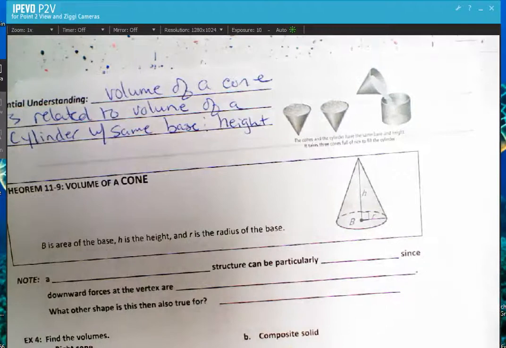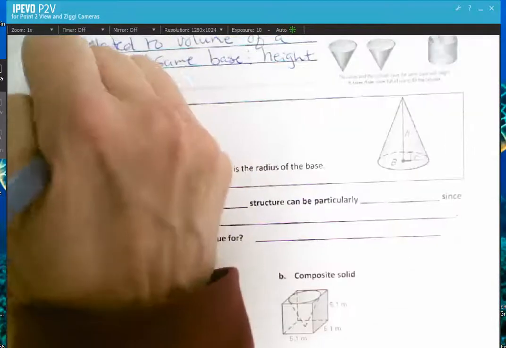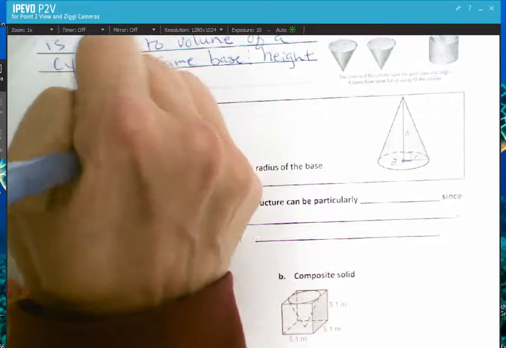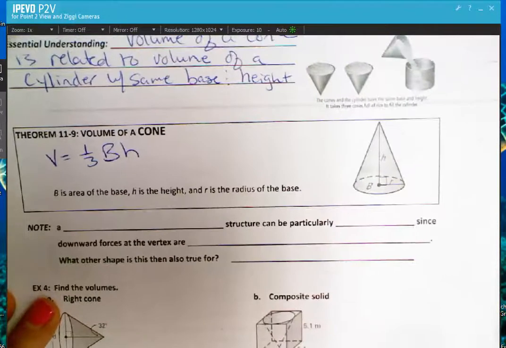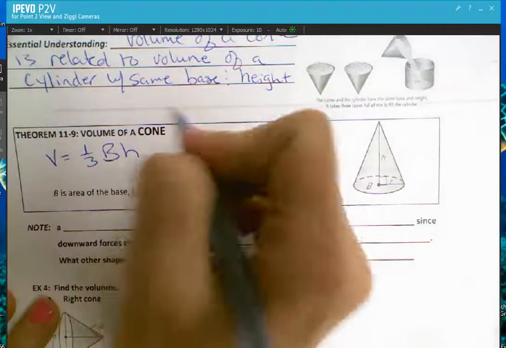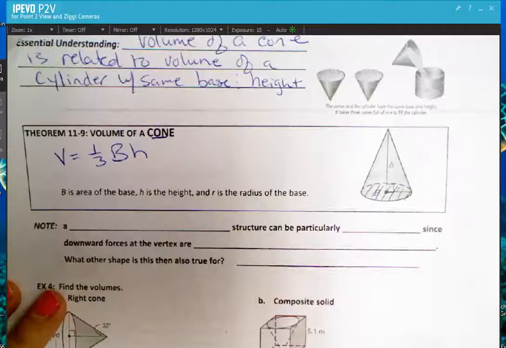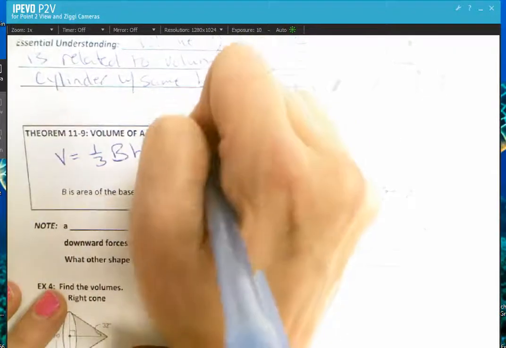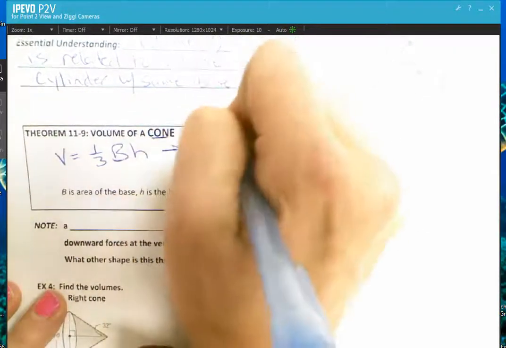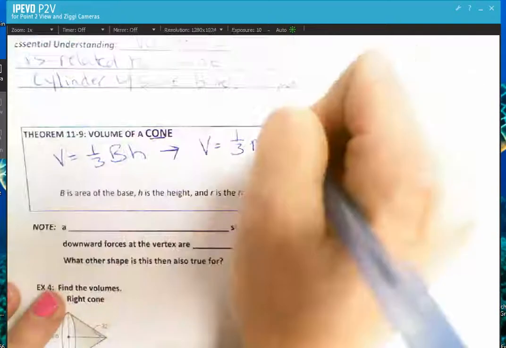And we've already dealt with the volume of a cylinder. So we know that the volume is equal to 1/3 the base area times the height. But we're dealing with a cone. Since we're dealing with a cone, the base is always a circle. So the base area is always the area of a circle. So we know that the volume is equal to 1/3 area of a circle times the height.